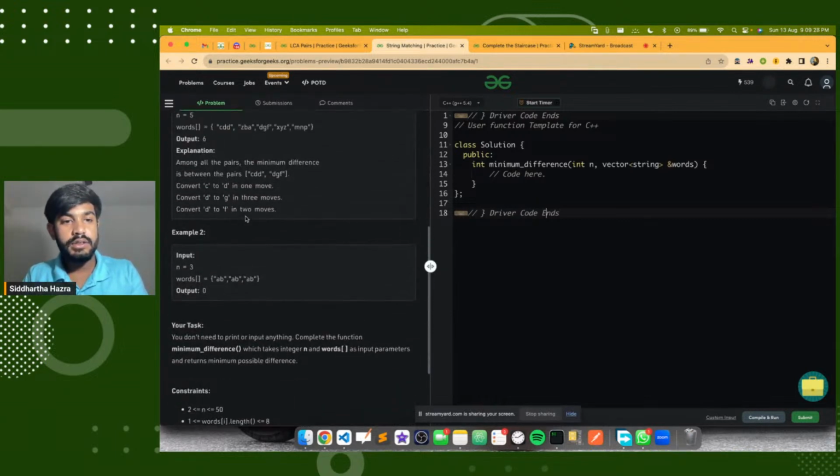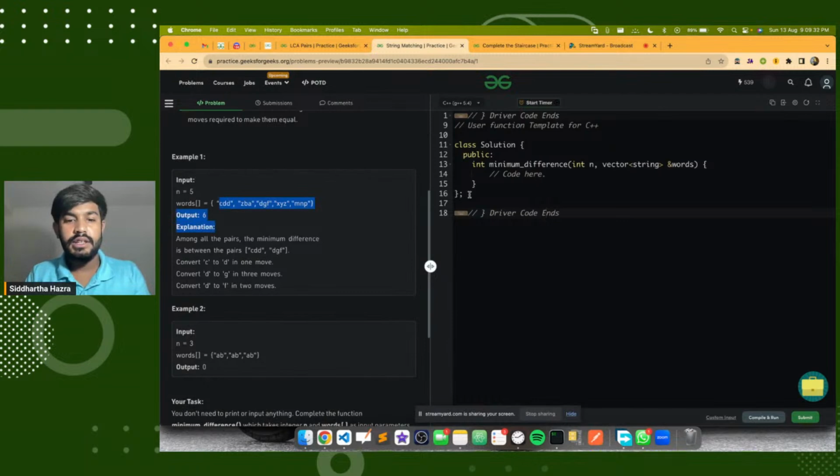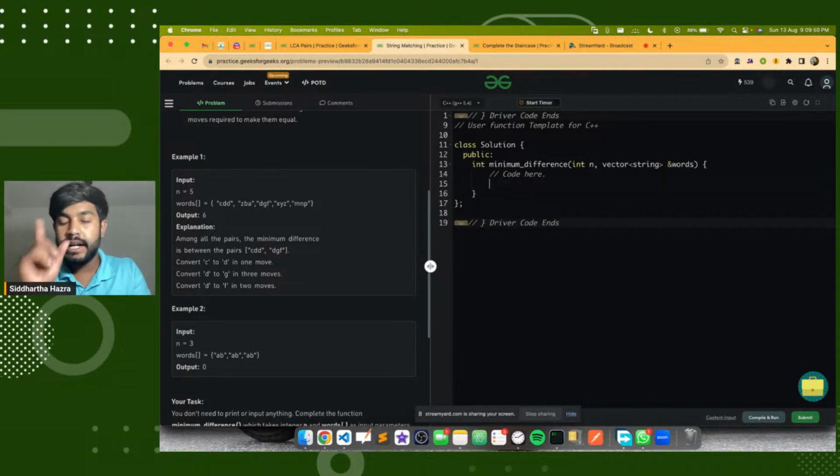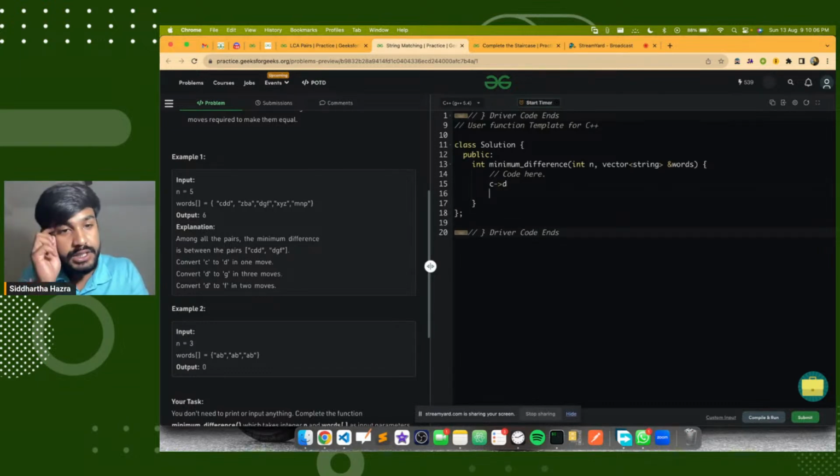I think this is good enough. So if you observe CDD and ZBA and DBG, it is told that if we select CDF, then to convert the first character of this to this, C would be made to D. Let's talk about the first character. Here the first character is C, here the first character is D. So either you can make D to C or C to D. Let's try to make C to D. So it would be C and then it would be converted to D. So here one operation is done.